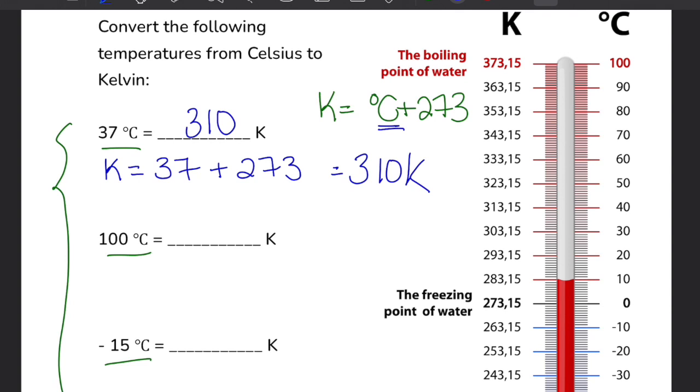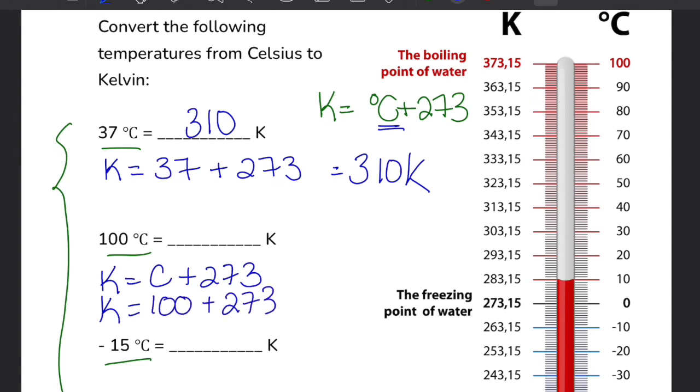Okay. Now for the next one, we have the degree in Celsius. So Kelvin equals Celsius plus 273. The degree Celsius is 100 plus 273. So that's 373 Kelvin. Got to put the units, 373.